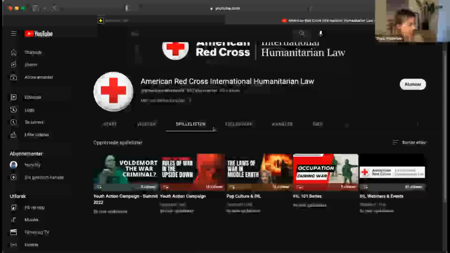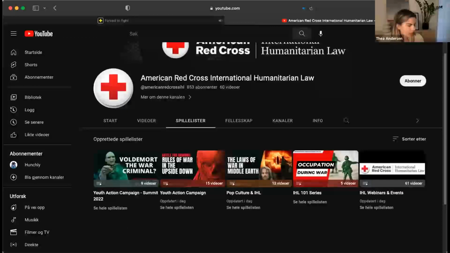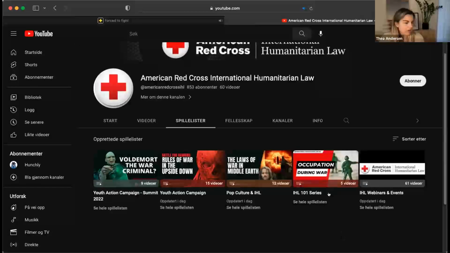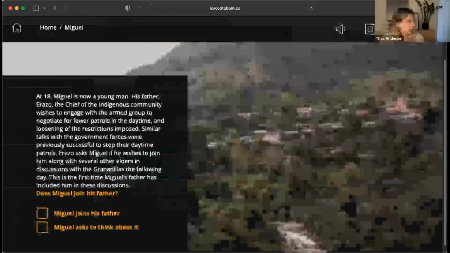But here are the playlists. We have something for the youth action campaign. We have the pop culture in IHL, which might also be a great resource because it uses different pop culture themes to show how different concepts of IHL might be applied, and this is something that's going to be familiar to the students, right? And then we have our 101 series, the basic principles, something that the teachers might want to look into if they want more insight. And then we have our webinars and events, which are more our special series when we have particular topics we want to explore more.